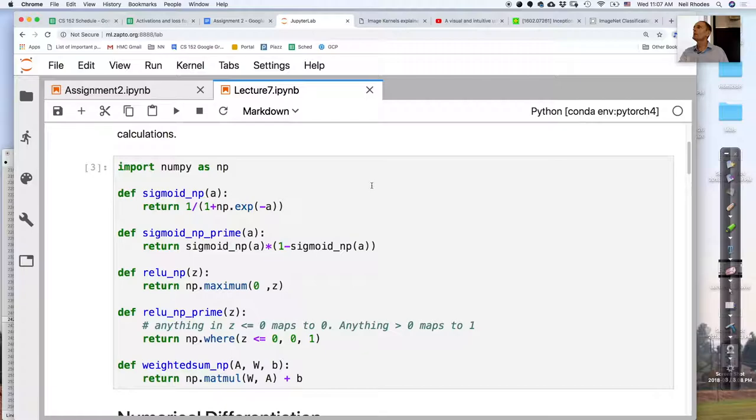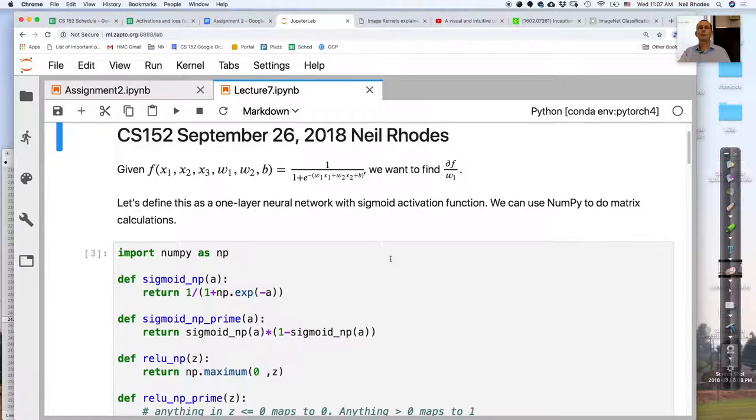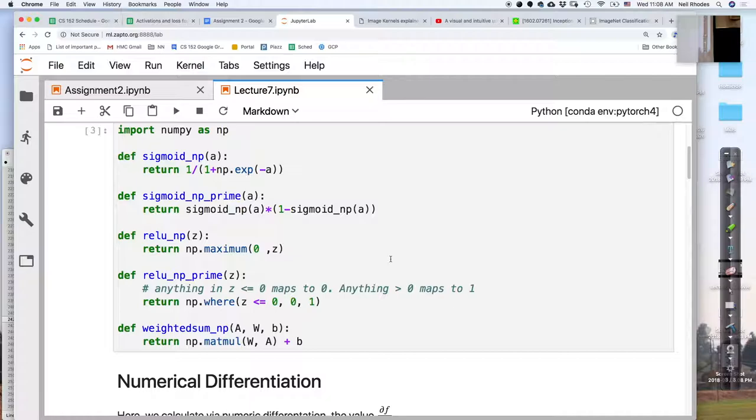One layer means not necessarily one hidden layer. There's just one layer. So here it is. We've got an input layer, so we say W1X1 plus W2X2 plus B. We apply an activation function. We're done. So we define sigmoid as 1 over 1 plus the exponent, using NumPy to do that.